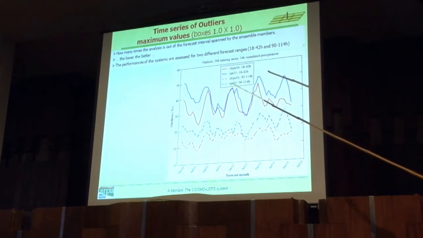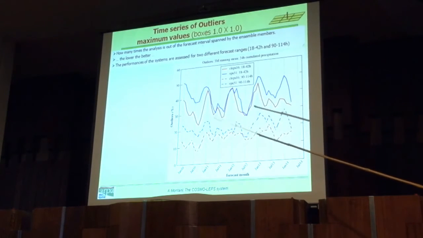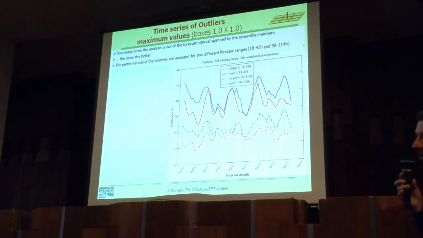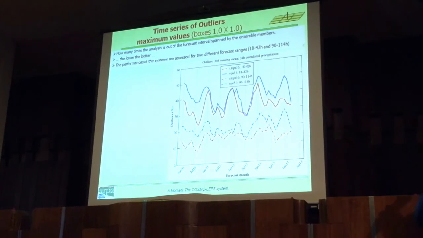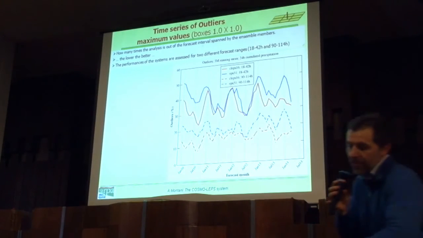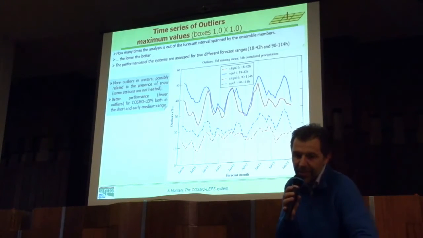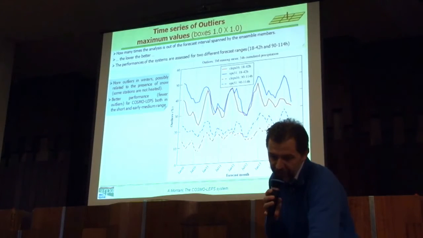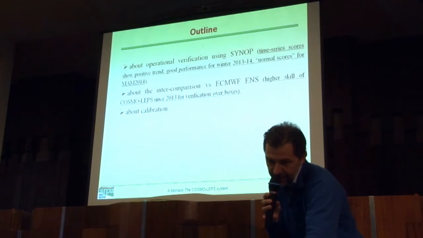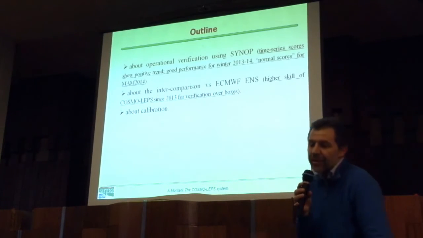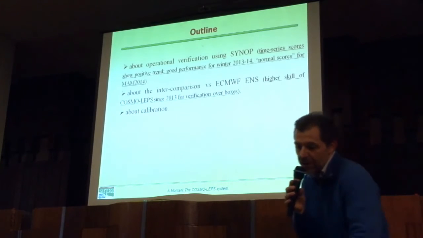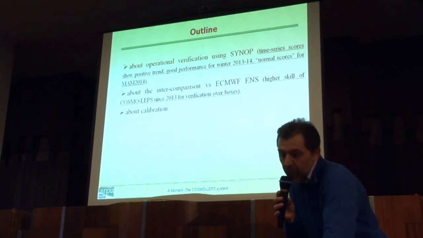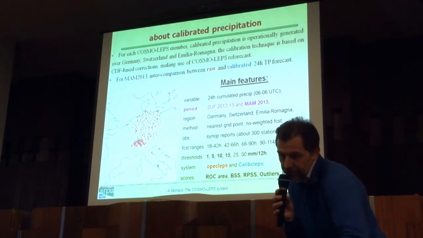It is normal that as the forecast range increases, the number of outliers decreases, because the ensemble opens, the spread becomes larger and larger, and so it is less likely that the analysis is outside the ensemble members. But in any case, we can say that there is a better performance of Cosmolabs. So, about the intercomparison, we can say there is a higher skill of the ensemble for verification of the boxes. We speak quickly about the calibration.